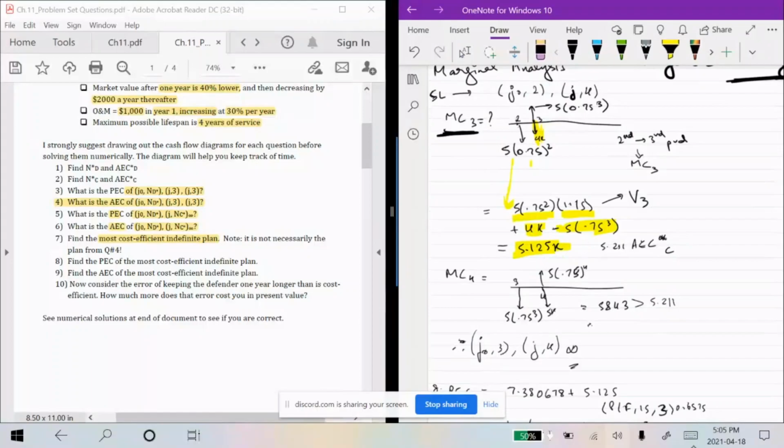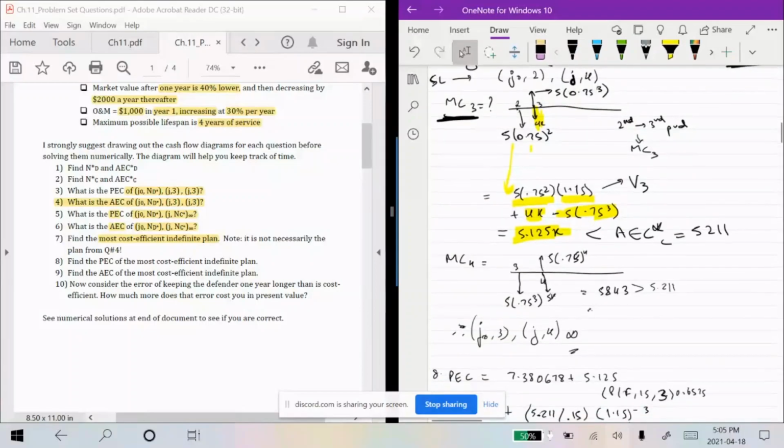Right? Now, the method that you use for this is you compare this 5.125K with the AEC of the challenger. AEC of the challenger was 5211, right? You realize that the marginal cost of the defender in the third year is 5125, which means it's cheaper to use the defender in the third year than it is to buy the challenger in the third year itself. So instead of selling the defender and buying the challenger in the third year, it's cheaper to keep the defender for the third year. So that's what we're going to do. We're going to keep the defender for the third year.